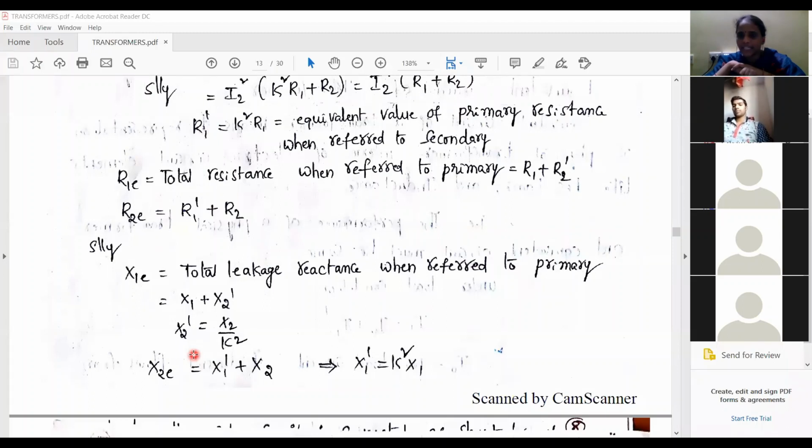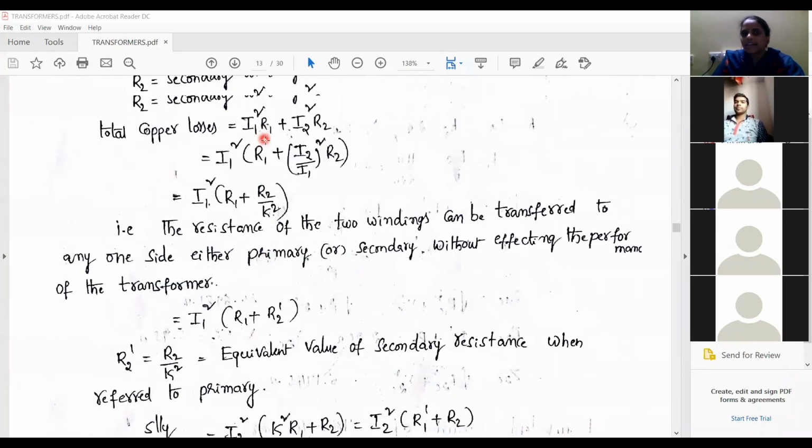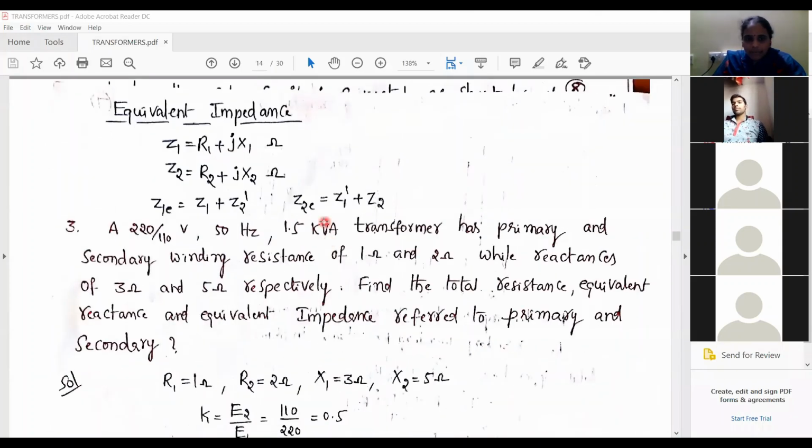K is the transformation ratio: K equals V2 by V1 equals N2 by N1 equals E2 by E1 equals I1 by I2. K is the transformation ratio. Is it clear? Yes ma'am. Okay, now we will solve one problem on this. This concept is clear? Yes, ma'am. Anyway, next we will be studying the same thing once again when we write the equivalent circuit.